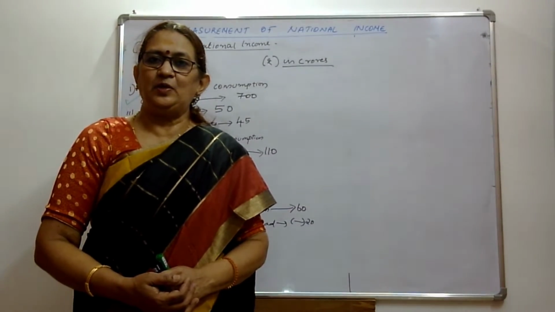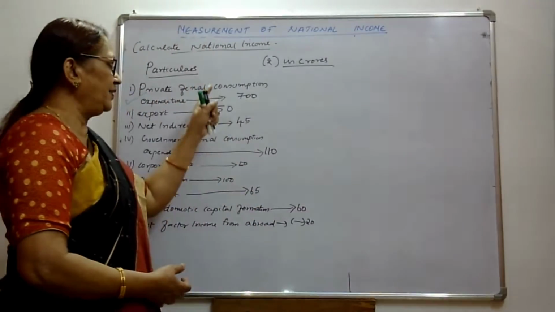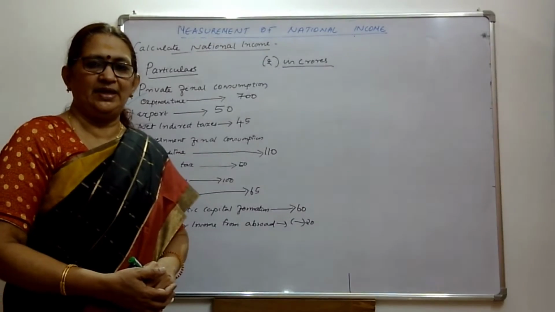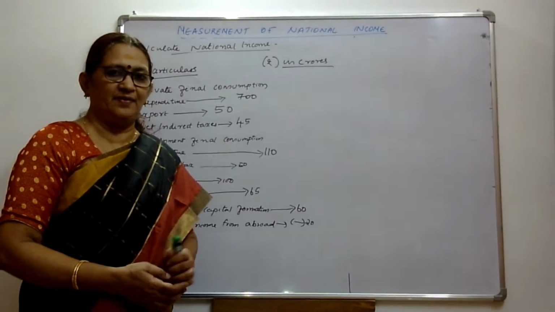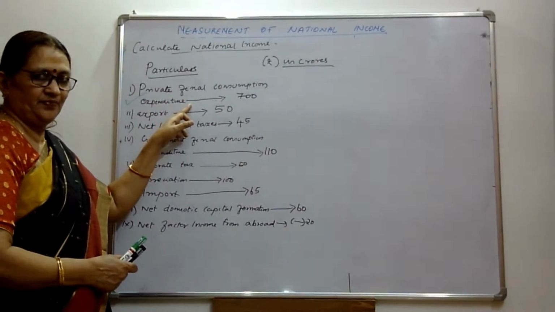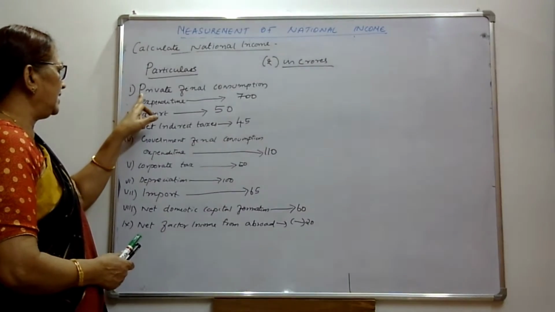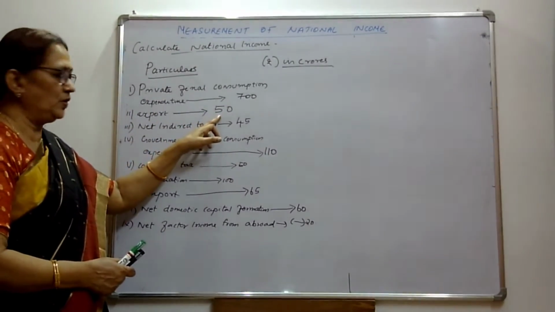We are going to continue with the expenditure method of measuring national income. Here we have to calculate national income, NNP at factor cost. First of all, we will check what all particulars are given here. Private final consumption expenditure given, that is 700. Then export given, that is 50 crores.